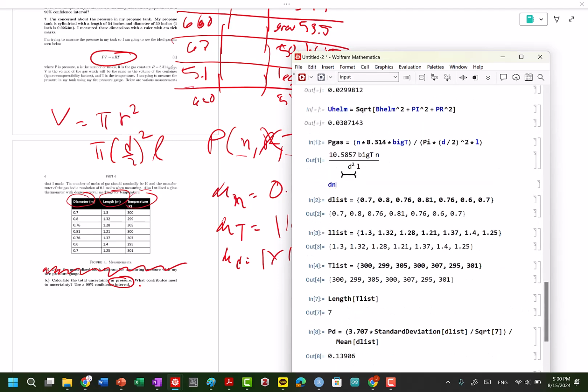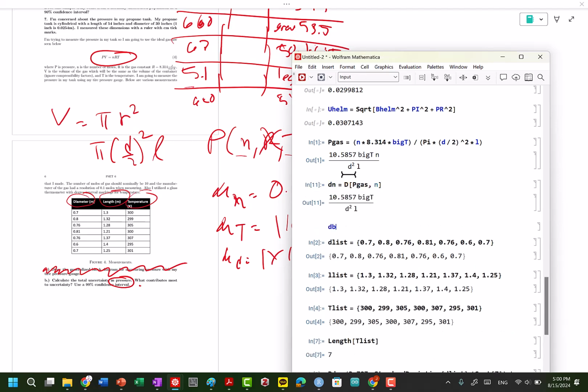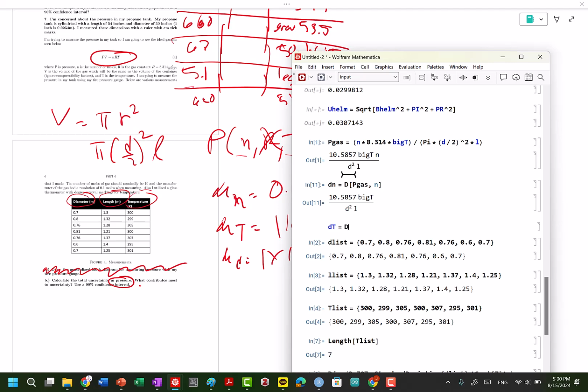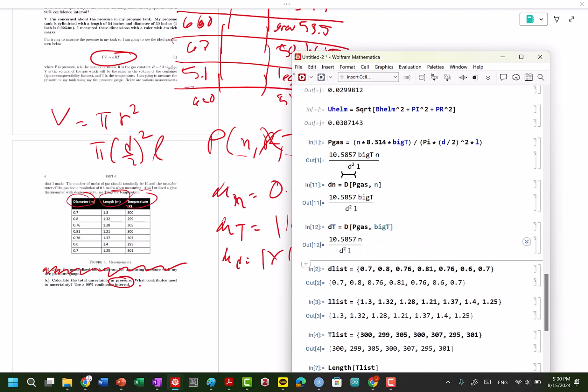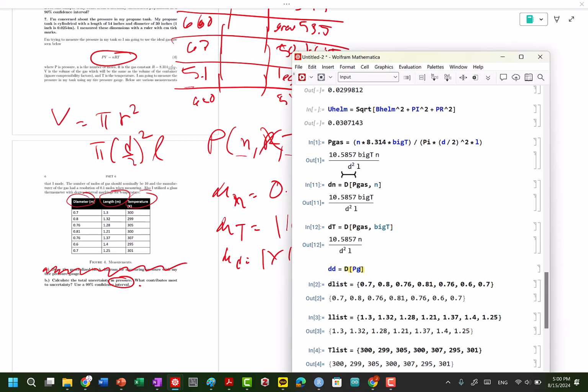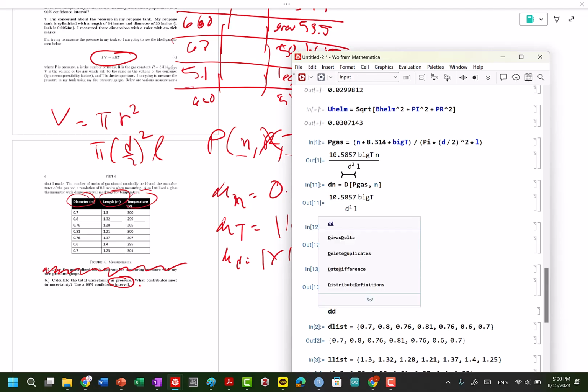Now we're going to do P gas. We're going to do DN is equal to the derivative of P gas with respect to N. dt equals the derivative of P gas with respect to big T. And then derivative of P gas with respect to D, dd, and dl equals the derivative of P gas with respect to L.